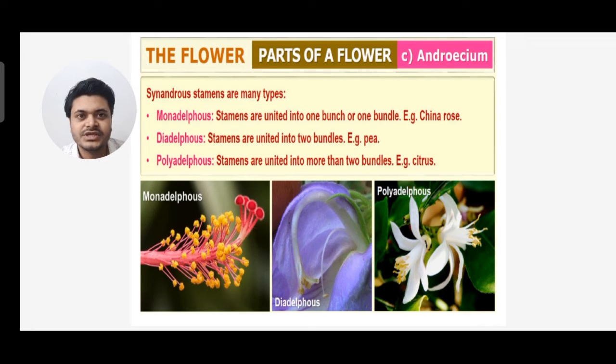Diadelphous means stamens are united in two bundles. The example can be found in pea. Polydelphous means stamens are united in more than two bundles, with examples found in citrus. So when they are found in one bundle, they are monadelphous. Two bundles, diadelphous. More than two bundles, polydelphous. The example of monadelphous is China rose, diadelphous is pea, and polydelphous is citrus.